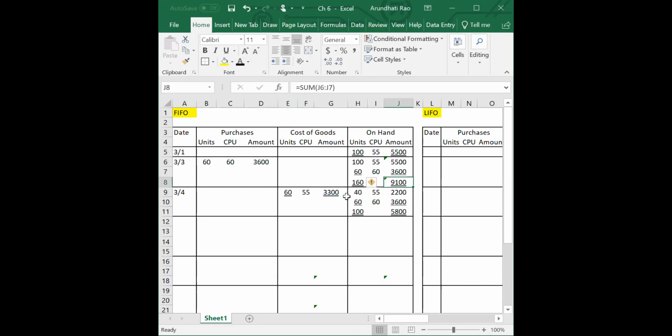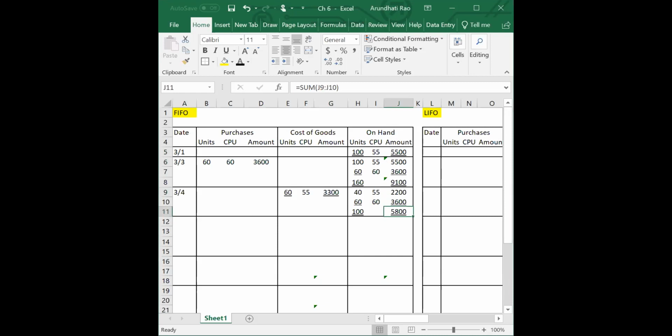So of the 160, 60 are sold, 100 is remaining. Of what was on hand, 3,300 became cost of goods sold. What remains with me is 5,800. This is a dollar amount, the inventory on hand. So as of this date, if you ask me what is ending inventory, the answer is 5,800. But ending inventory is a word we use only at the end of the month, end of the quarter, end of the year. But this is on hand as of this date.